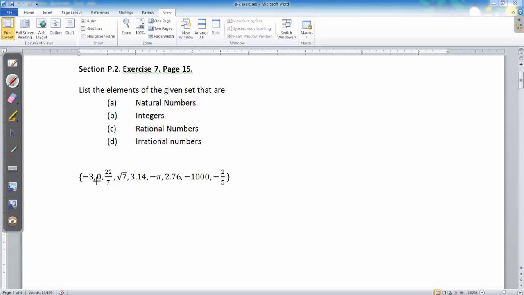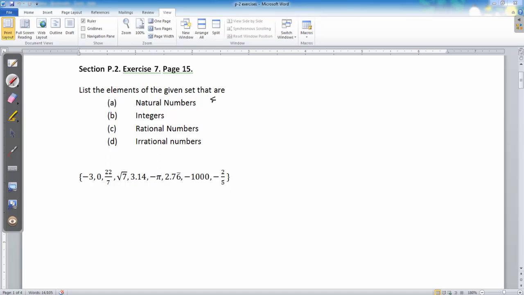And what we have here is a set of numbers, and we are going to list which of these numbers are natural, integers, rational, or irrational. Now in this problem you can actually save some time if you remember that the first three are nested. All natural numbers are integers, all integers are rational numbers. It's easier to start with natural numbers and then just copy down as you go.